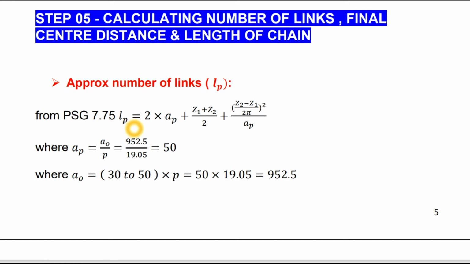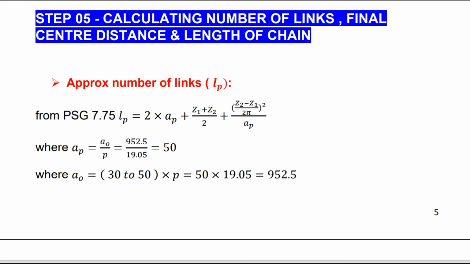LP is the length of continuous chain in multiples of pitches, the approximate number of links. So LP is equal to 2 into AP plus (Z1 plus Z2) upon 2 plus ((Z2 minus Z1) upon 2 pi) the whole square upon AP.